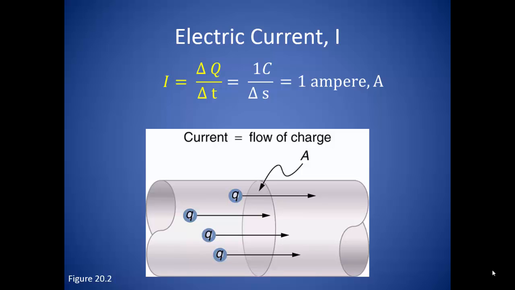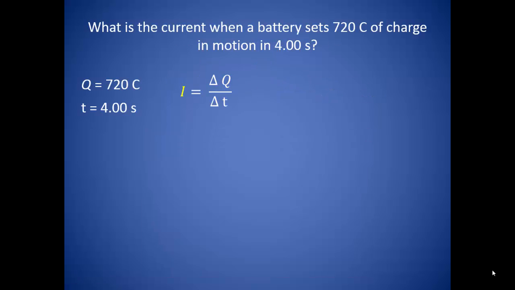So what we are looking at is the cross-sectional area of a particular wire. The number of charges that are counted going past that area in a given amount of time is what we refer to as current. So let's start off easy.